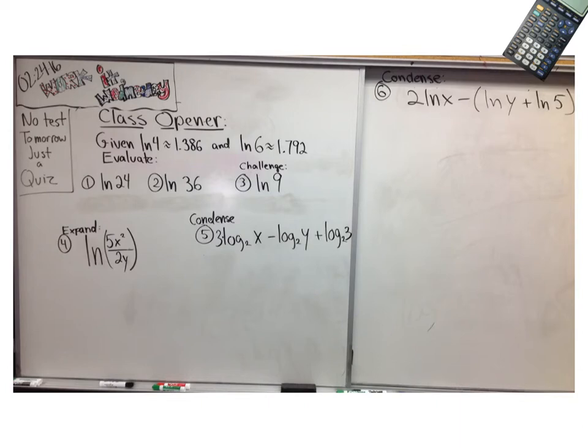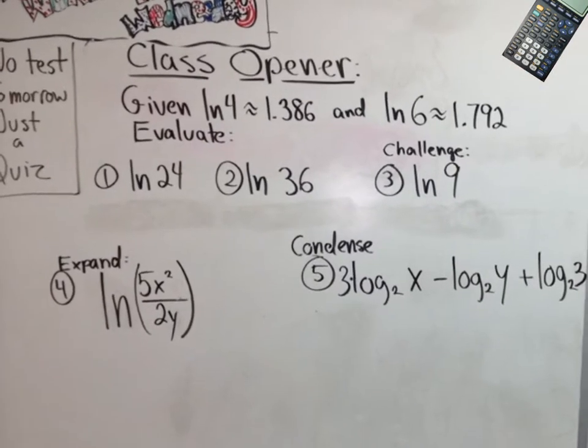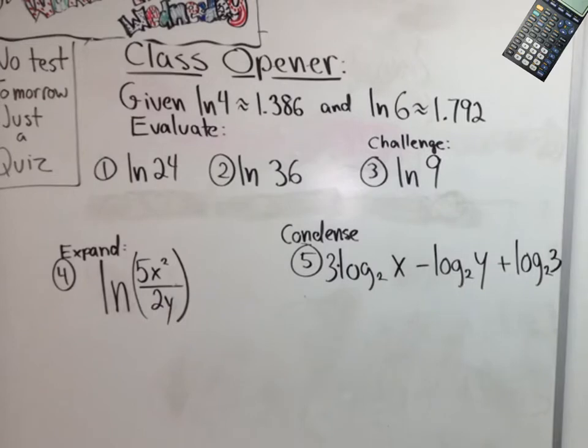All right, guys. So on number one, they give us ln 4, which is 1.386, and ln 6, which is 1.792. They give us this information right here.